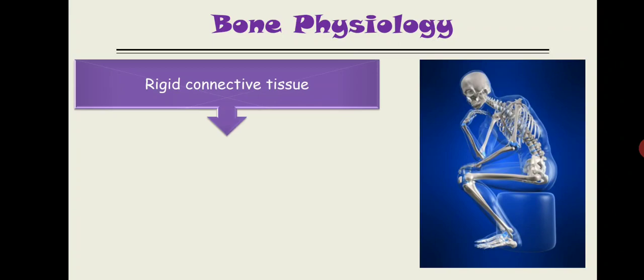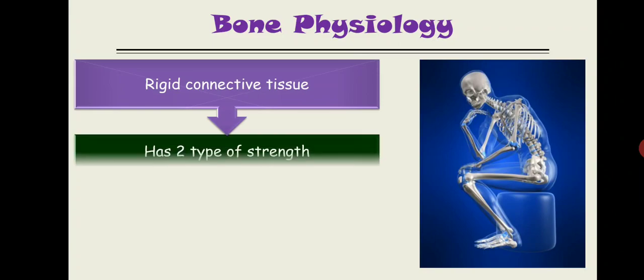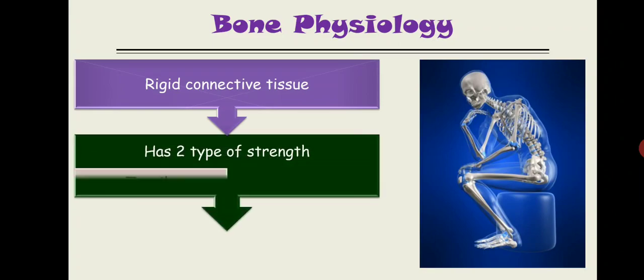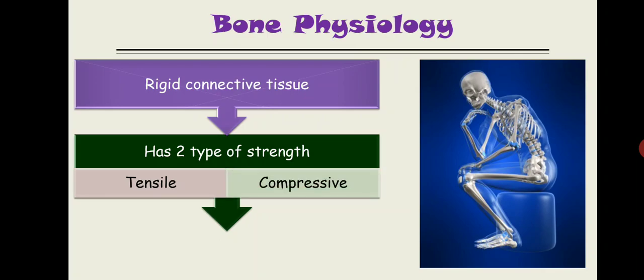And you know the different types of functions that are done by bone. They protect the vital organs. They give rigidity. It provides movement, basically locomotion, and supports the load against gravity. Now all these functions are done by bone because it has two types of strength. One is tensile strength, another one is compressive strength.